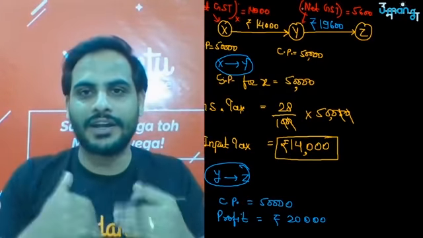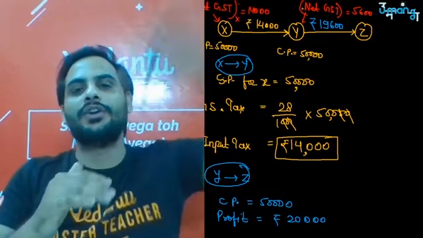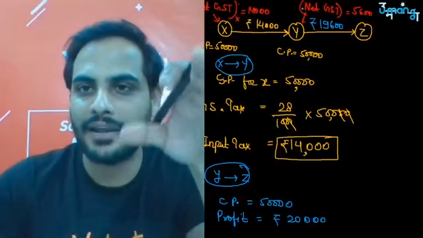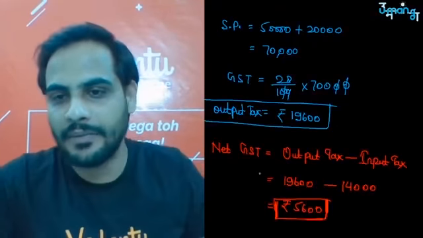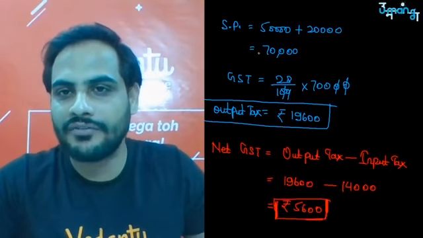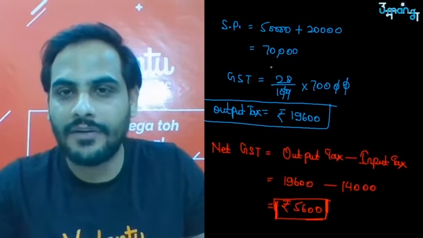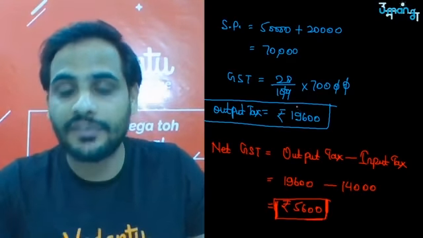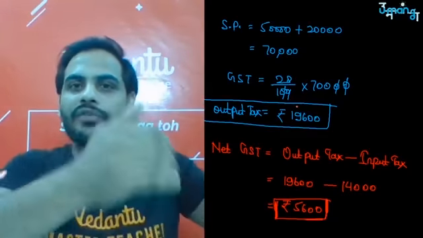Is it clear? So a consumer doesn't pay to the government. A consumer pays to the seller and seller transfers it to the government. Got it? But at the end this whole cost is borne by the consumer only, because this total 19,600 is paid by the consumer here. If I ask you what is the selling price here that Y is selling to Z, the selling price will be 70,000 plus the 19,600, that is the final price. So overall this tax is paid by consumer only, but it goes in steps to the government. Got it? Let's go for the next question now.